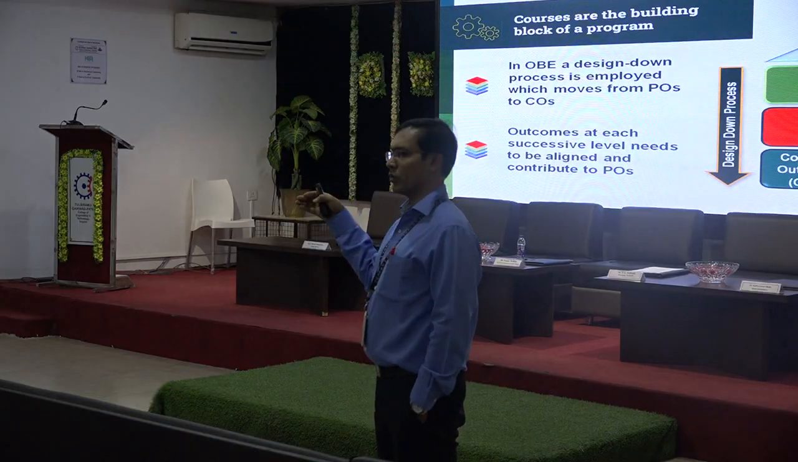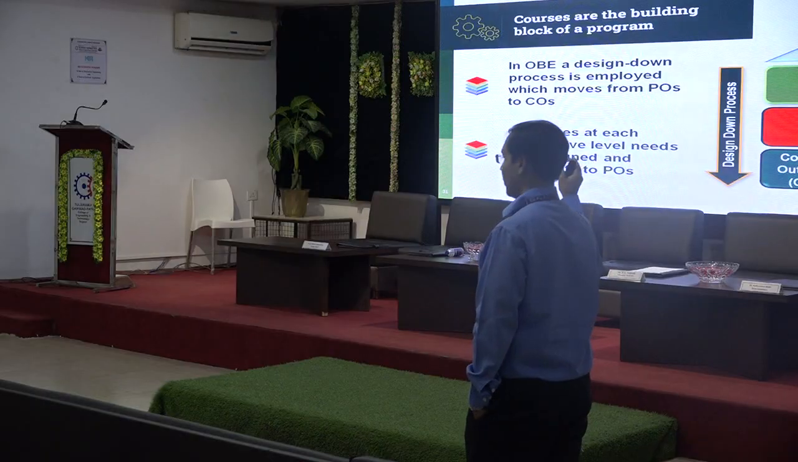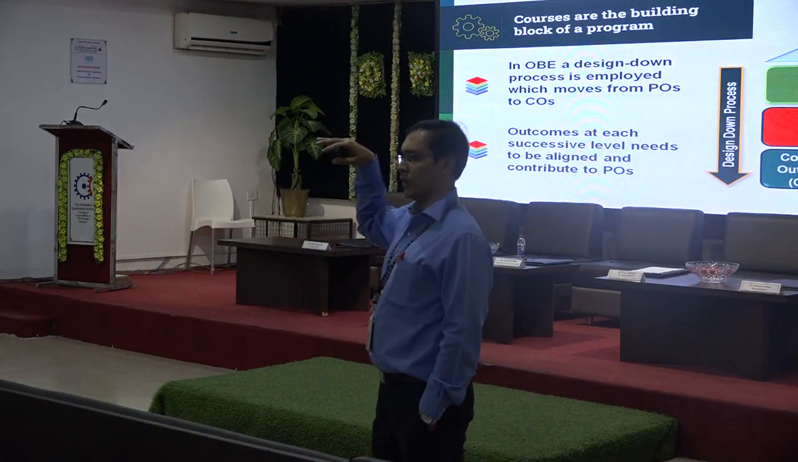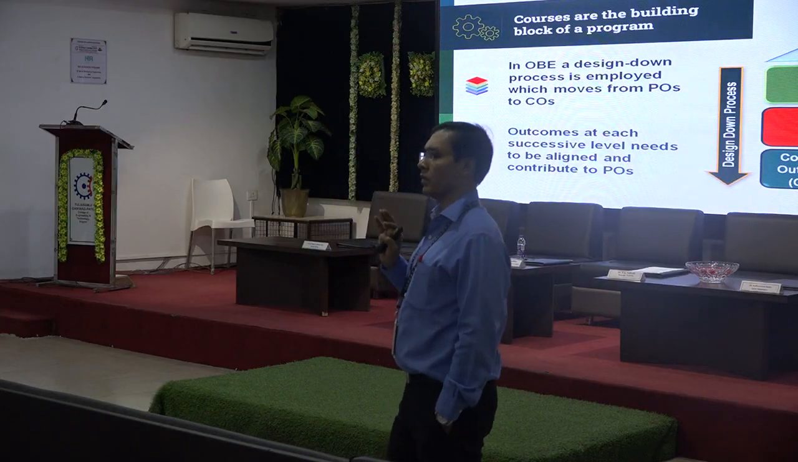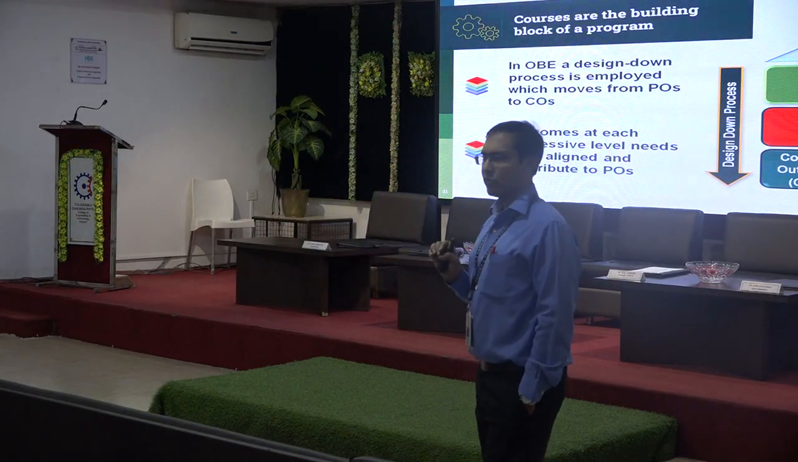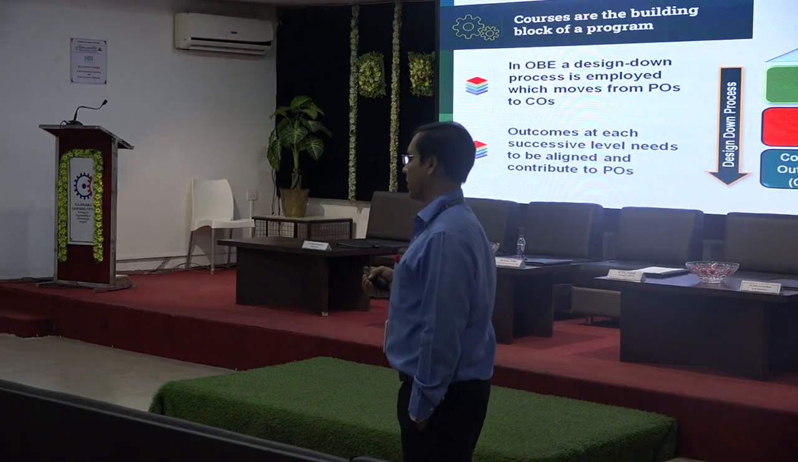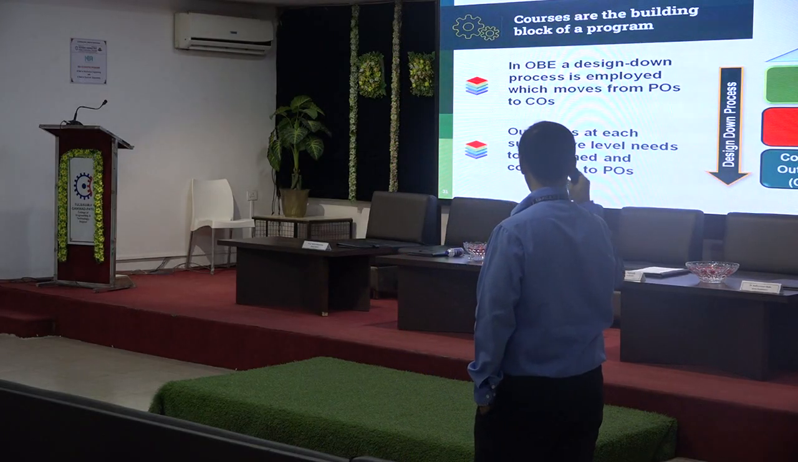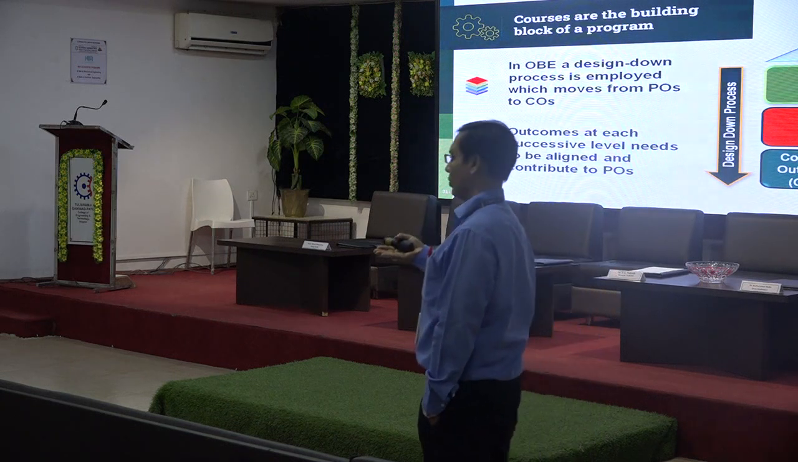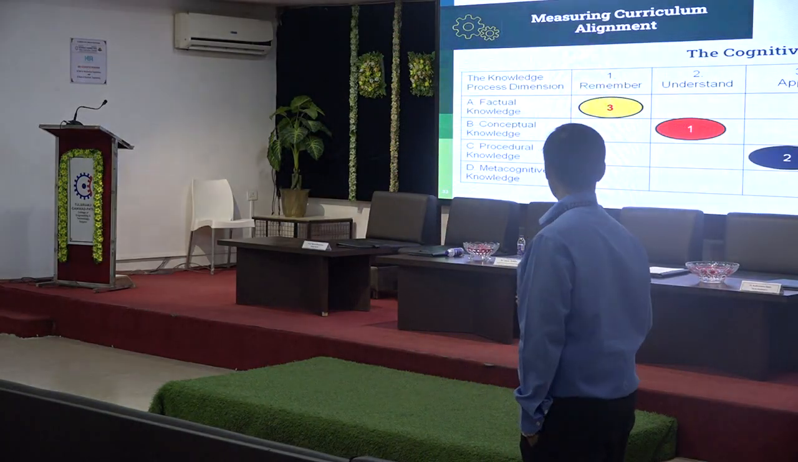Right? Based on those course outcomes only, your program outcomes are going to get achieved, and based on your program outcomes, your program educational objectives are going to get achieved, and based on your program educational objectives, the vision and mission of the institute is going to get achieved. So that's why this complete process is a design down process. Which type of process? Design down process. So in the OBE curriculum, we have the course outcomes at the very basic level. These are the building blocks, and based on that only we will be assessing our students.